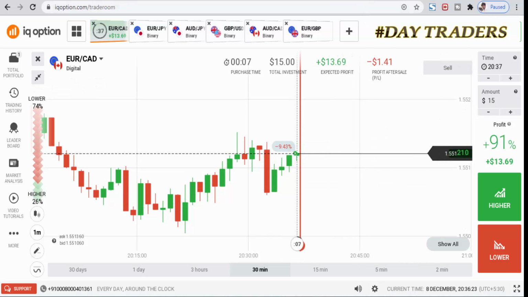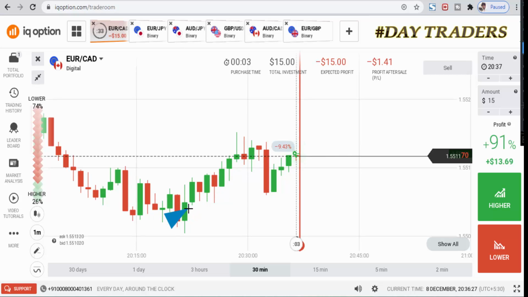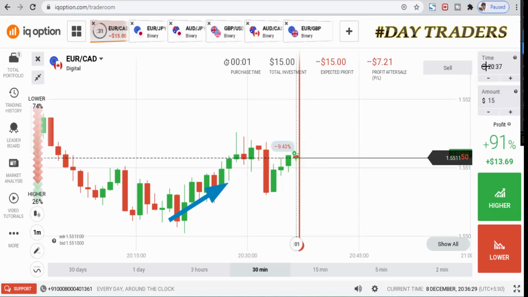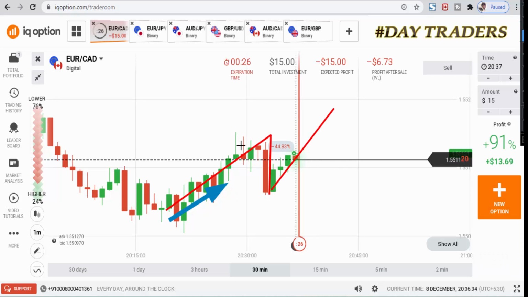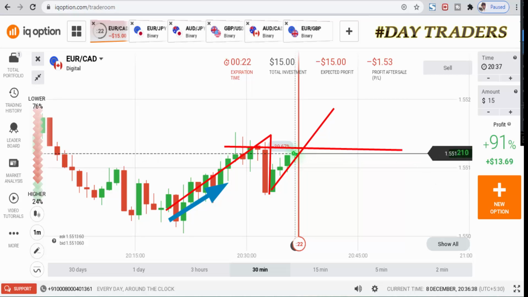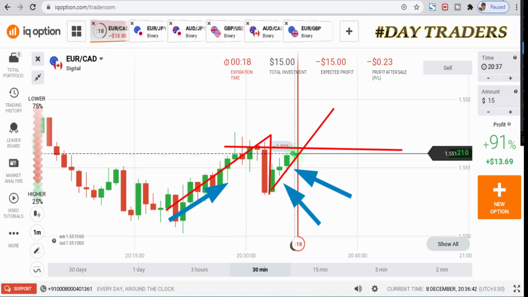Okay, I'm expecting to make a bullish candle. This is market momentum. This is an uptrend market. This is market momentum. Next seller's entry point at here. These are very strong candles, so that's the reason I will place a higher option.